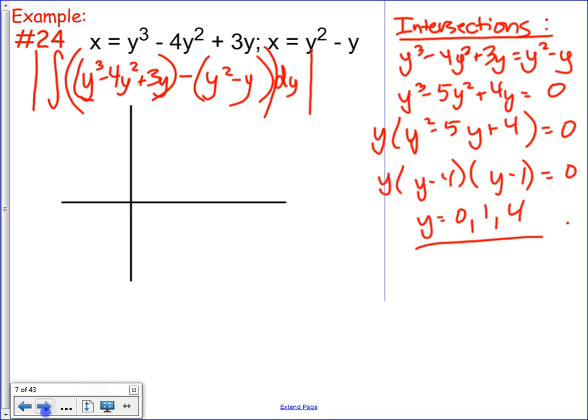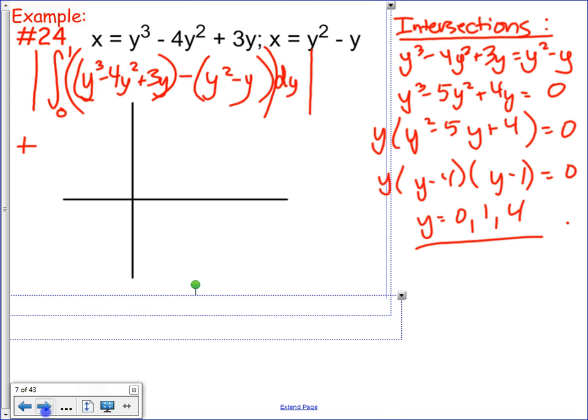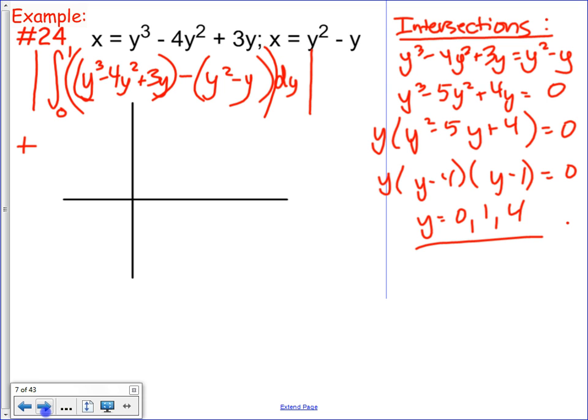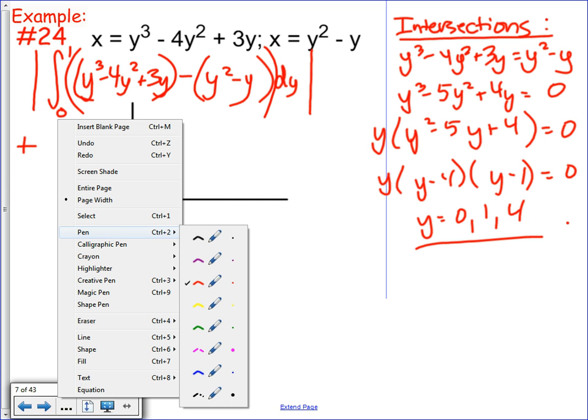I can do 0 to 1. But what else do I have to do? 1 to 4. You should be going from 1 to 4. Go from 1 to 4.